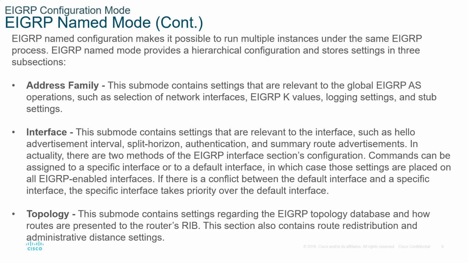Topology is where the database is running and your algorithm and that are all there. So this is where that routing information base is accessed, and it basically enables your route redistribution and administrative distance settings if you need to change them.